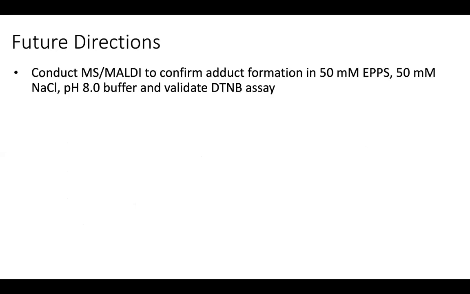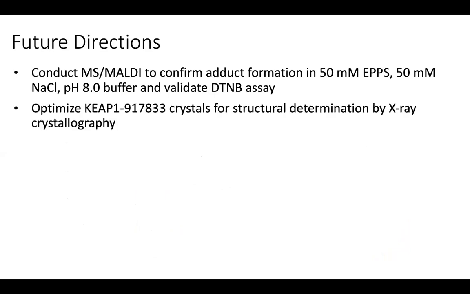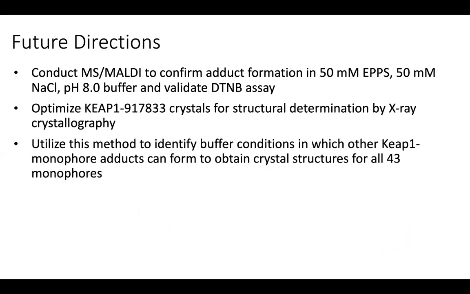Future directions on my project would include first conducting MALDI-MS to confirm adduct formation in this new buffer condition, and also validate the DTNB assay as a method for confirming adduct formation, to then optimize the Keap1 917833 crystals to determine the structure of this adduct by X-ray crystallography, and finally to use this method to identify buffer conditions in which the other Keap1 monophore adducts could be formed, to ideally get crystal structures for all 43 monophores. This structural data could then be used to guide the design of a non-covalent small molecule Keap1 and Nrf2 inhibitor for the use of treating oxidative stress-related diseases.